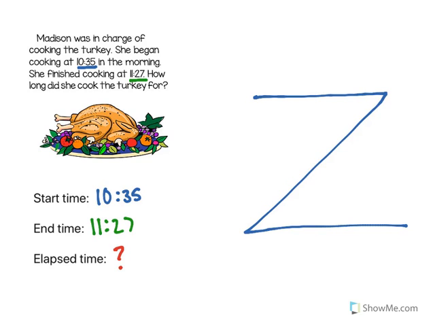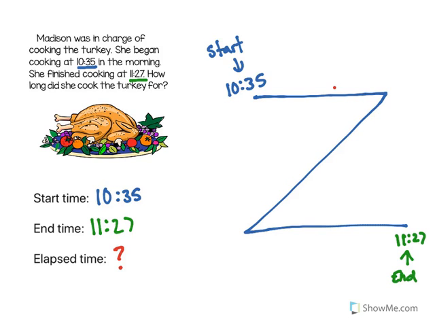Now, right here at the top of the Z, this is going to be where you record your start time. So 10:35. And I'm going to go ahead and label that as start time. And yep, you guessed it. Right here at the end is where we're going to put our end time, 11:27. And I'm going to mark that one as well. Now, you want to know, how do I use this Z to figure out the elapsed time? Well, that's easy. We use this Z to help us sort it out.